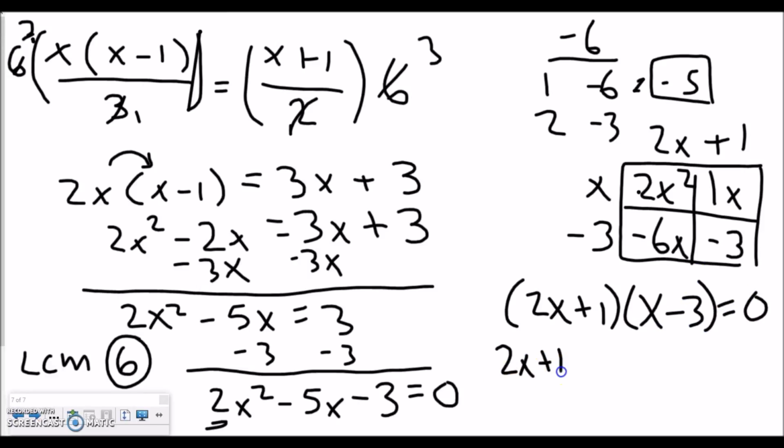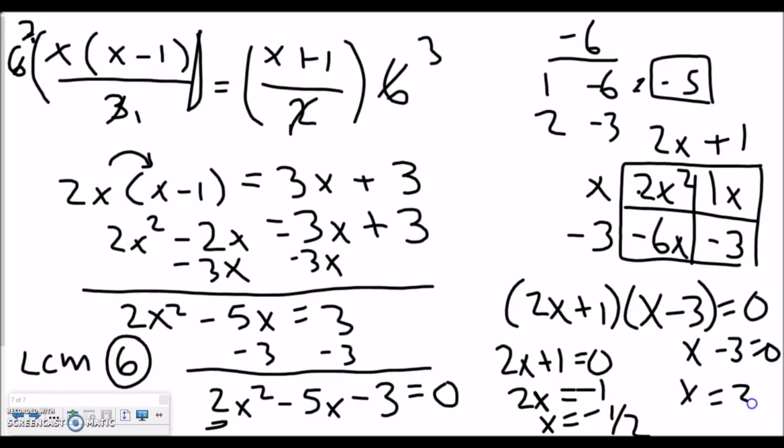And if I solve for x, 2x equals negative 1, x equals negative 1/2, I'm running out of room. X minus 3 equals 0, x equals 3. So there are my answers, x equals 3, and x equals negative 1/2. So again, we're going to eliminate fractions by multiplying every fraction by the least common multiple. We distribute to get rid of our parentheses. Then we set equal to 0. Then we factor and solve.